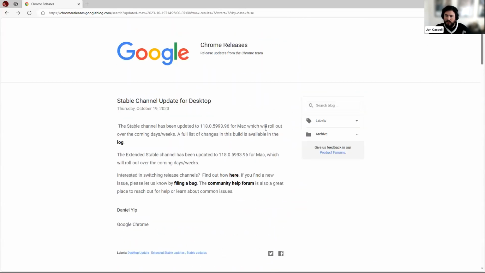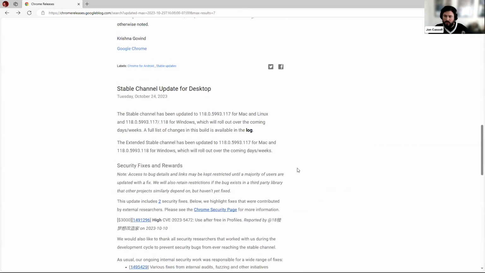Scroll up to here. Also nothing disclosed. This is actually for Mac OS only. So if you happen to be using Mac OS, just know on the 19th you did have an additional release, did not affect other operating systems. And the last release was on the 24th.